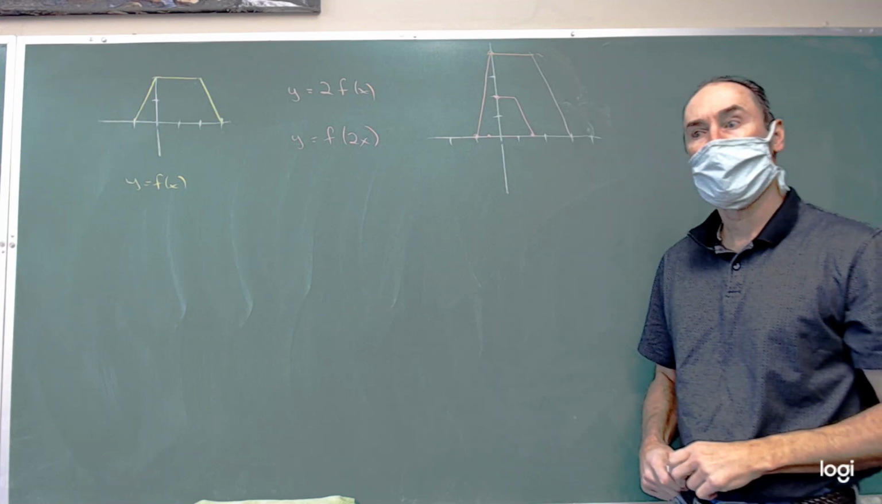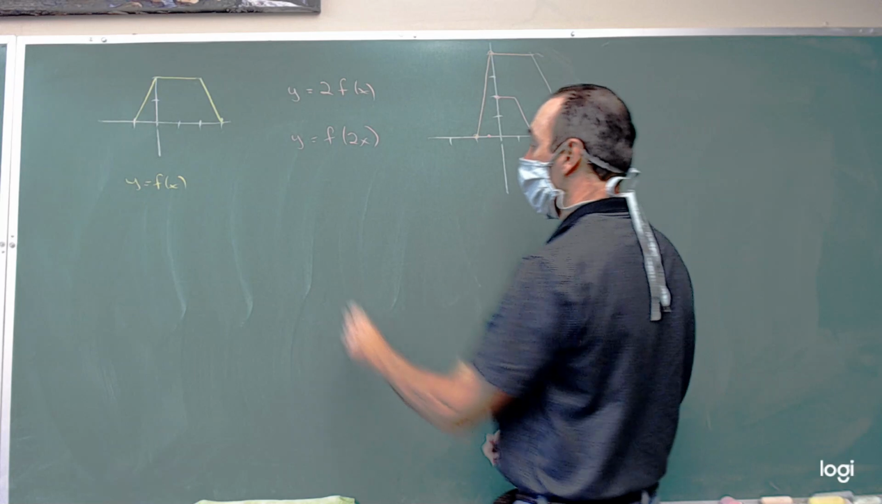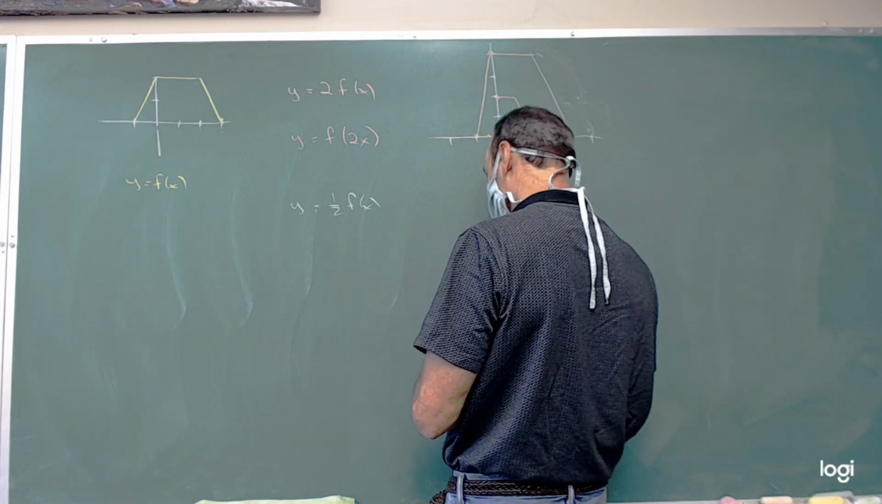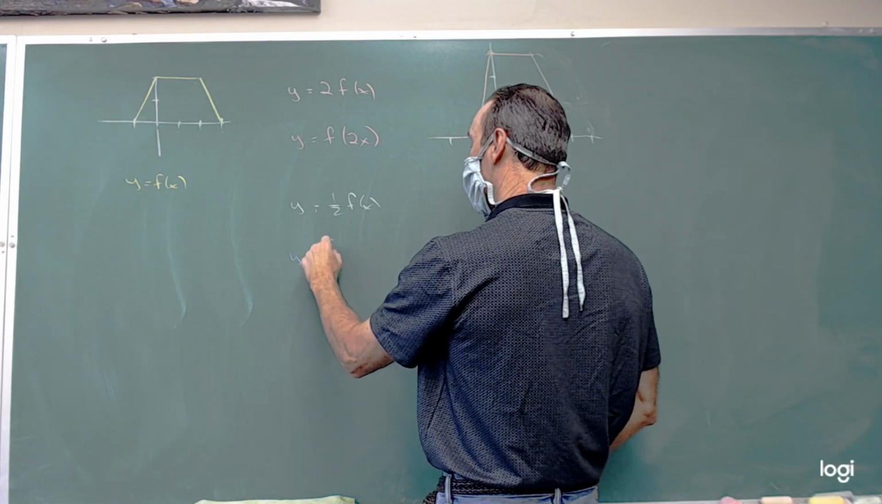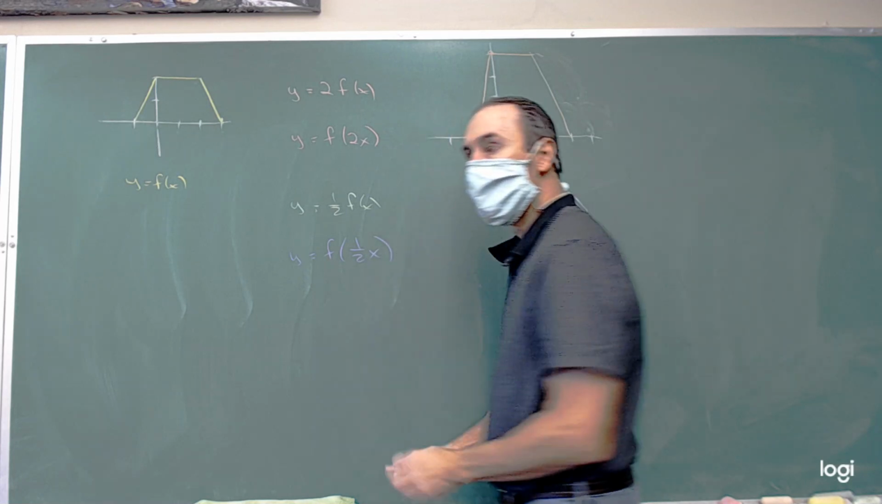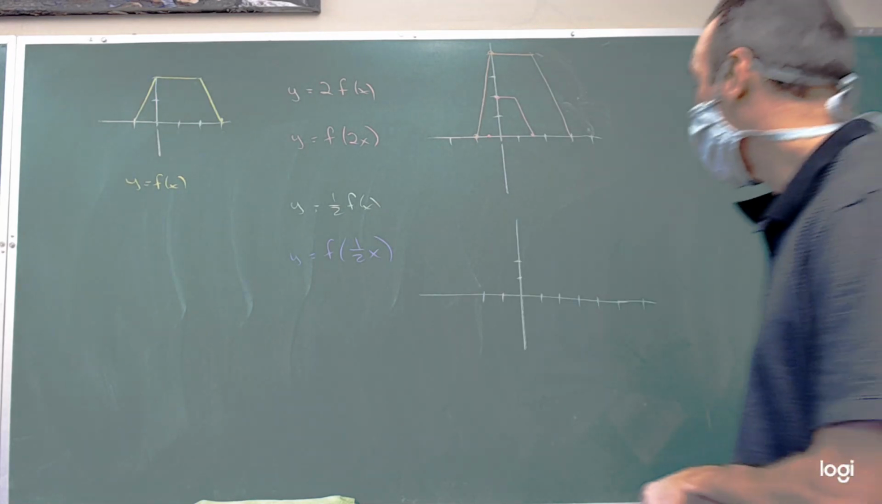Good to go? So let's then compare and contrast that with y equals 1/2 f of x and y equals f of 1/2 x. Okay, I'll give you a moment. Okay, let's see what we can do here.